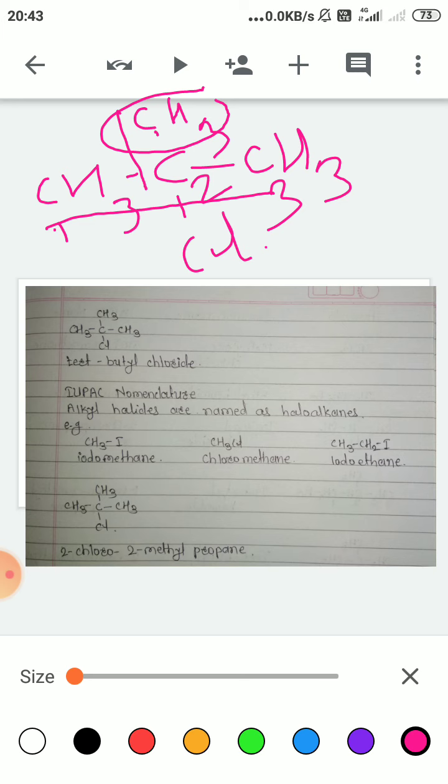3 carbon atoms. As it contains 3 carbon atoms, it is a derivative of propane. Now, on the second carbon atom there is one CH3 substituent, and the CH3 group is nothing but a methyl group. The halogen is also present on the second carbon atom.